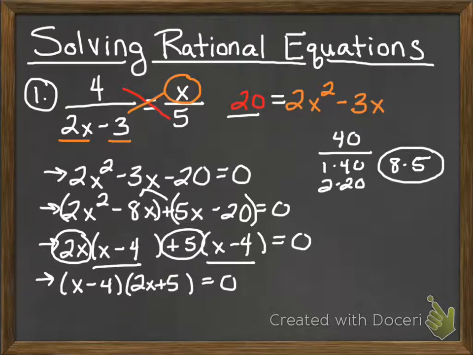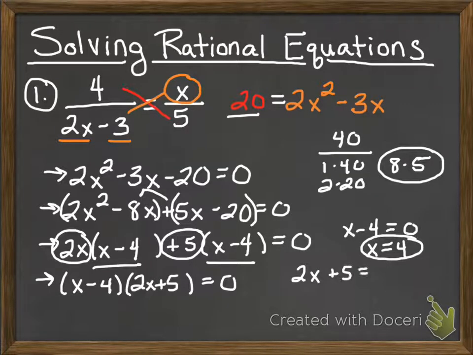So now I have my two binomials, and I can now set them each individually equal to 0 and get my solutions. So I'm going to come over here and I'm going to say x minus 4 equals 0. So in order to solve this, I would add 4 to both sides, and one of my solutions is x equals 4. My other solution is going to be when I solve 2x plus 5 equals 0.